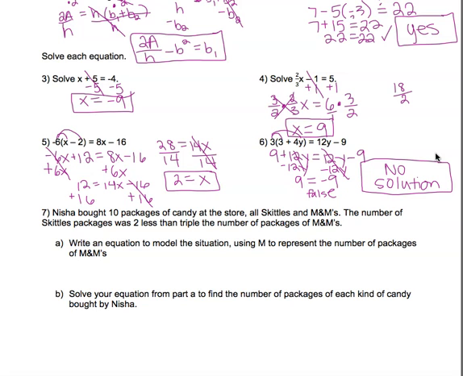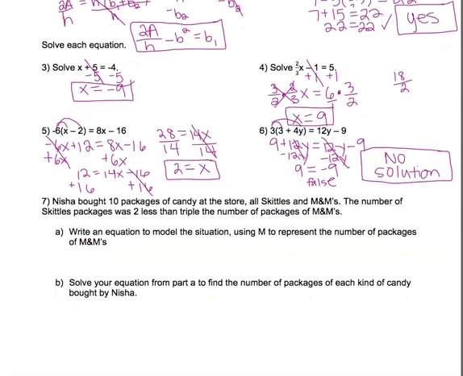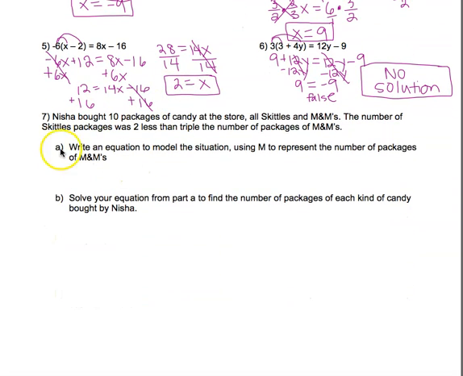If you're still confused about those, that was in the 2-4 lesson and Edpuzzle there. All right, last one. Writing equations from word problems. Nisha bought 10 packages of candy at the store, all Skittles and M&Ms. The number of Skittles packages was 2 less than triple the number of packages of M&Ms. Write an equation to model the situation using M to represent the number of packages of M&Ms.